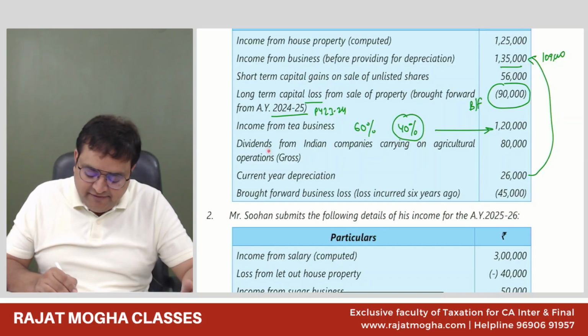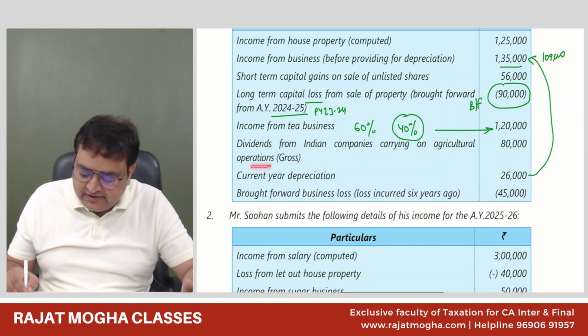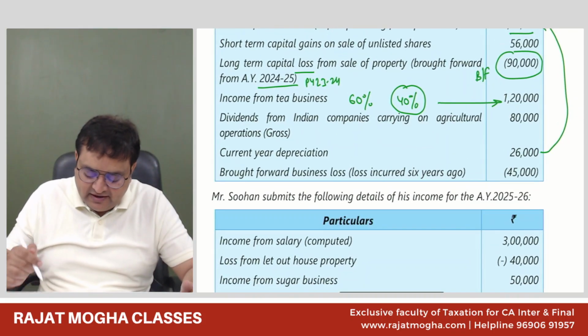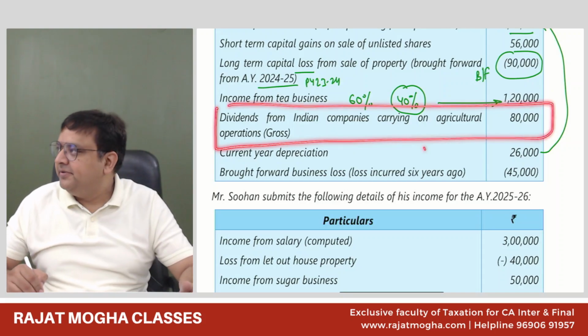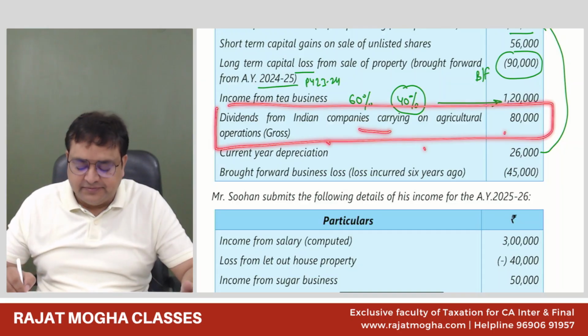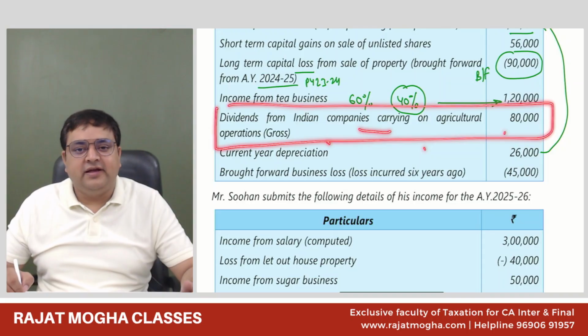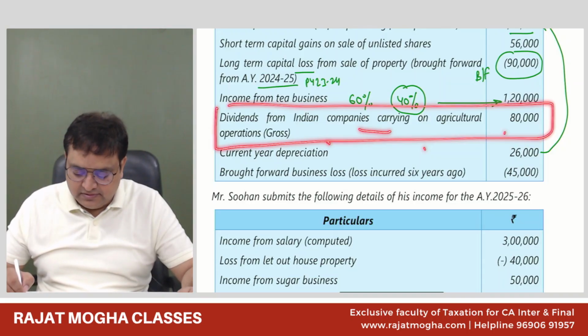Then dividend from Indian companies carrying on agriculture operations, 80,000. What do you think, is this income exempt or taxable? What are your views, guys? Dividend from Indian companies carrying on agriculture operations. Is it taxable or is it exempt? Taxable, because we are not doing agriculture. We have invested in that and are getting dividend from it.